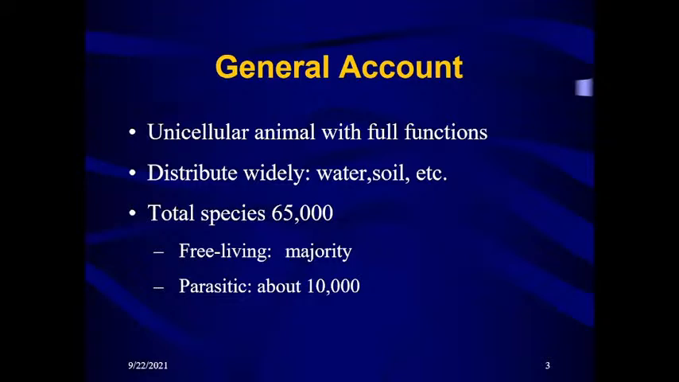Amoeba, these are unicellular organisms with full functions. The distribution is wide, in soil, in water, other surfaces. There are more than 65,000 species, and I know you've covered this in parasitology, and the majority are free living, and the ones that are parasitic are about 10,000 species. That's a lot.